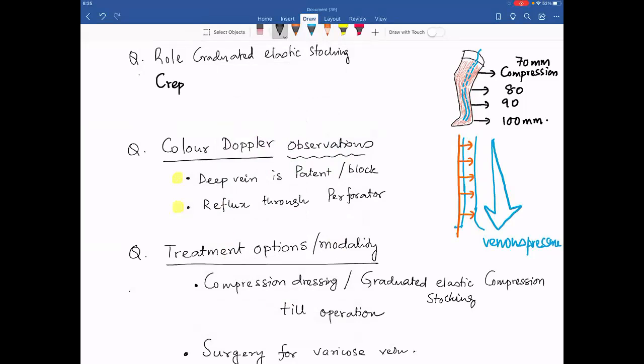What is the role of a crepe bandage? Can a crepe bandage have the same effect? A crepe bandage can only give a compression. But what does it lack? It lacks the increasing compression. What a crepe bandage can do is give a uniform pressure across the limb. All of you, I hope, have used a crepe bandage at one point of your life. Job done is about this part.